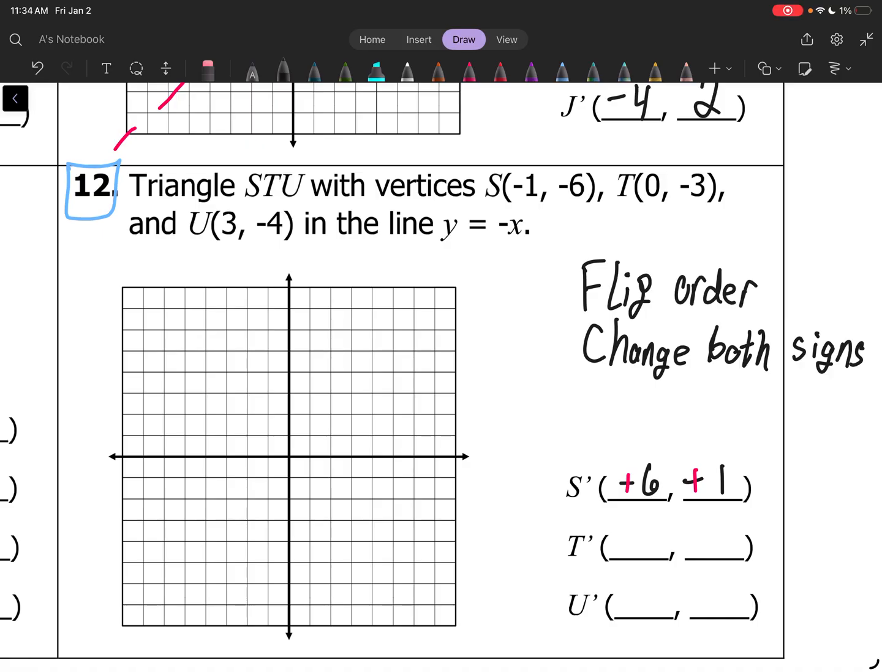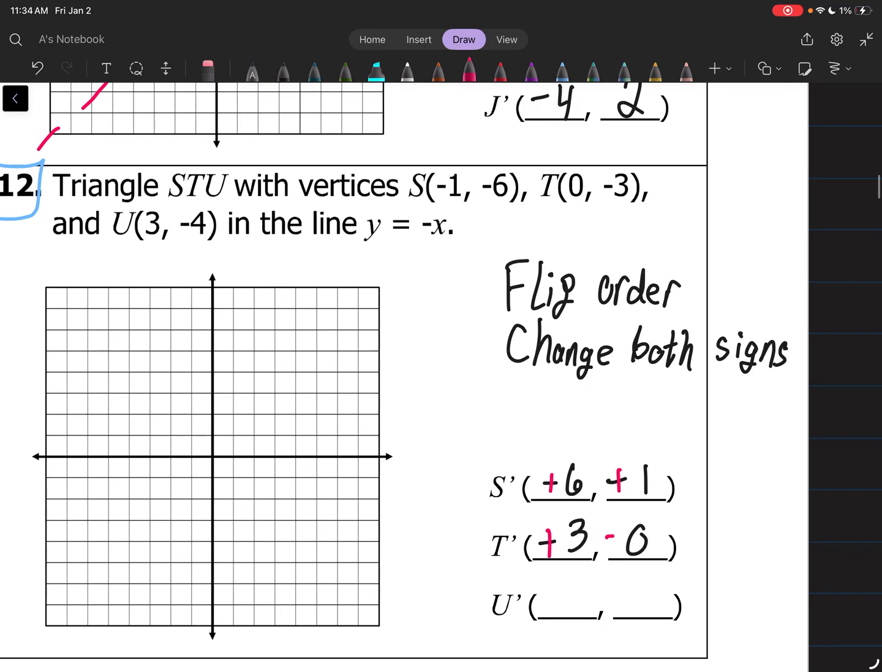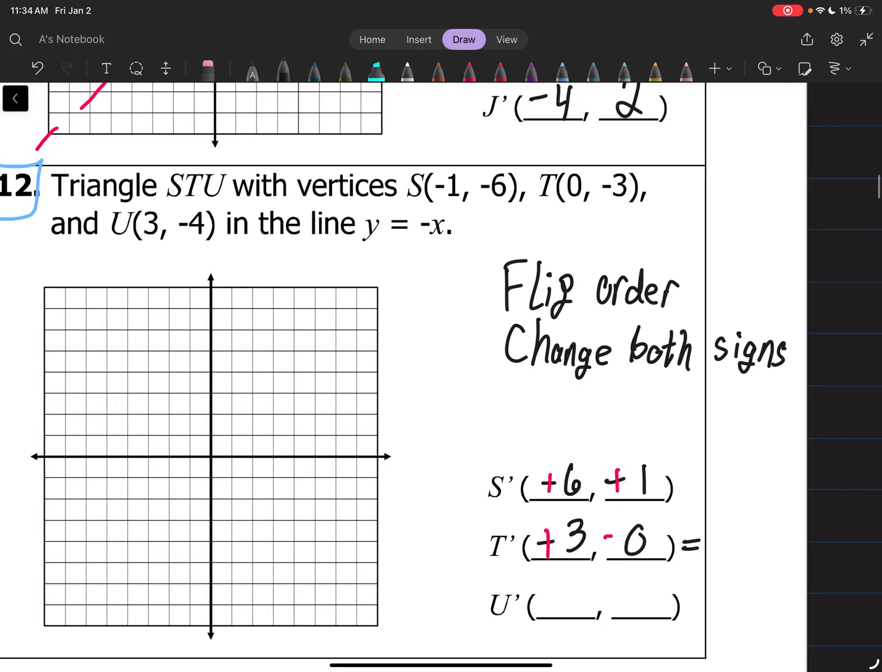For T, it was 0, -3. I'm going to flip the order here. It is going to be -3, 0. Then I'm going to change the signs. Positive, negative, but since it's -0, it doesn't really matter. This is still just 3, 0. And for U, it's -3, -4, so it's going to be +4, and then -3.